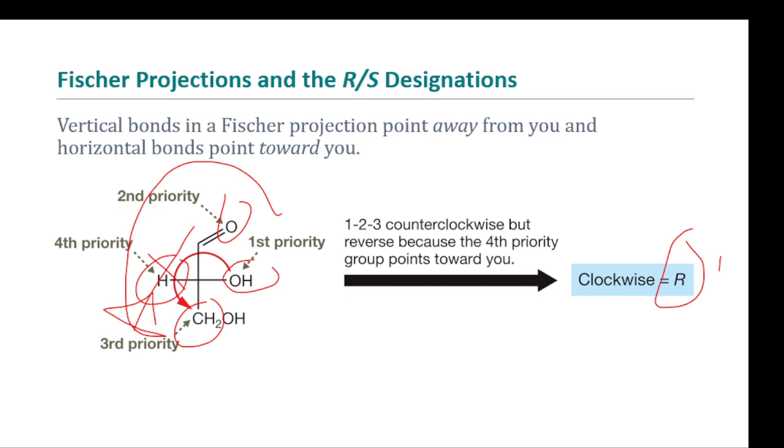No? Okay. Theoretically, you could also flip two items and do it that way, but that's a lot of extra work. So as long as you understand that the hydrogen's pointing out towards you, anytime you assign the designation, you're always going to end up with the opposite designation.